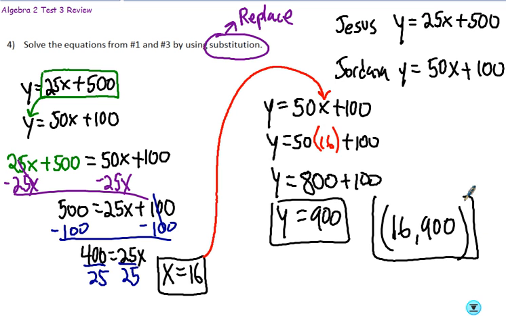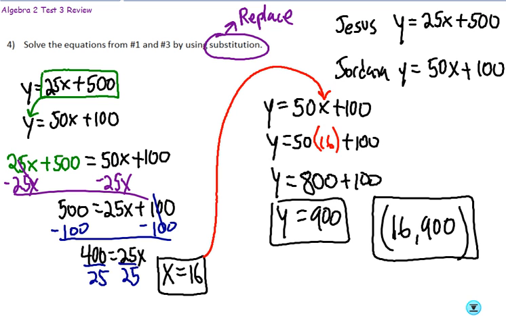What we're doing is we're matching up on number 3. We made a picture. Number 4, we're doing the algebra. And so what we want to show is that the picture matches up with the math, and it does. 16, 900. All right, so go ahead and solve number 4 in the same way here by using substitution.